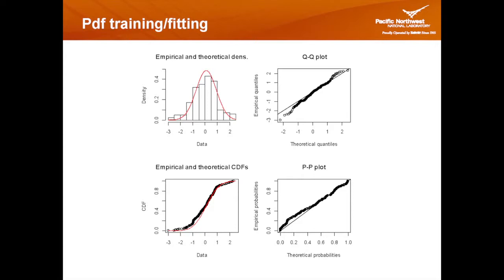This is not the wind speed data set anymore. QQ plot means quantile against quantile plots.